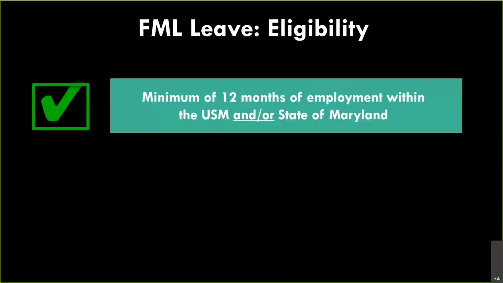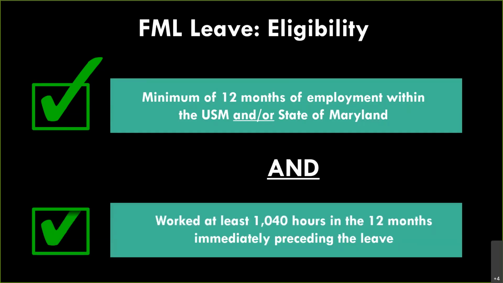Okay, so now that we've gone over the reasons for FML, let's talk a little bit more about the eligibility. There are two main eligibility requirements. One is a minimum of 12 months of employment within the University System of Maryland and/or the state of Maryland. So the employment does not have to be here at the College Park institution. It can be a combination of University System of Maryland service and/or state of Maryland service and College Park service. And the other is work at least 1040 hours in the 12 months immediately preceding the leave.